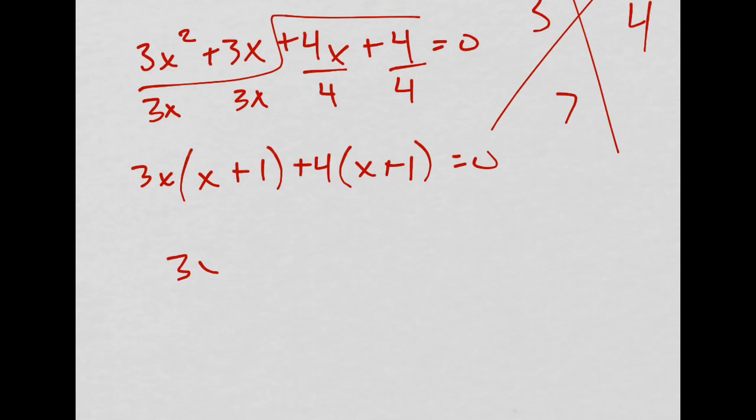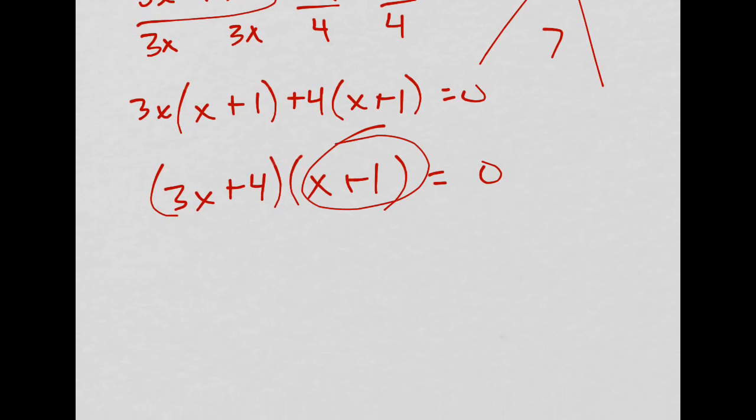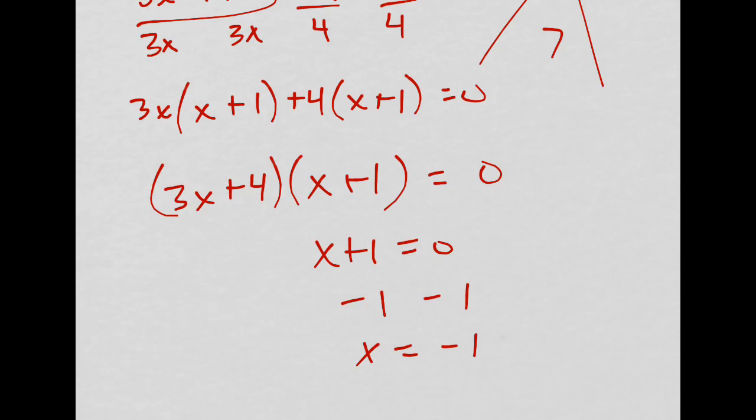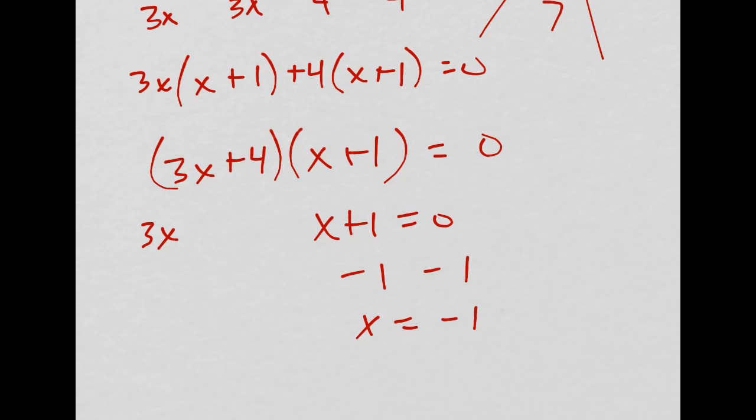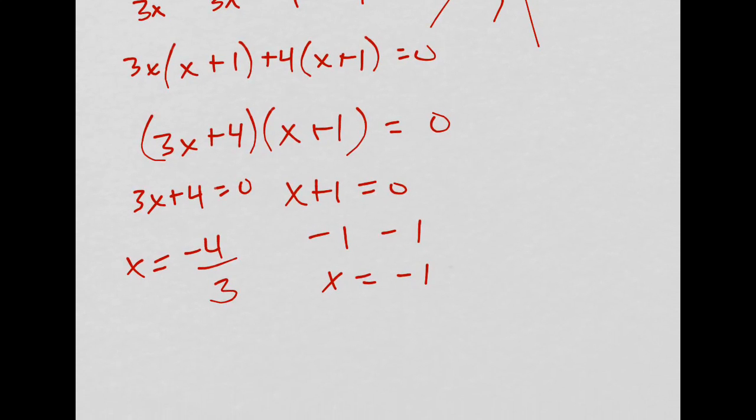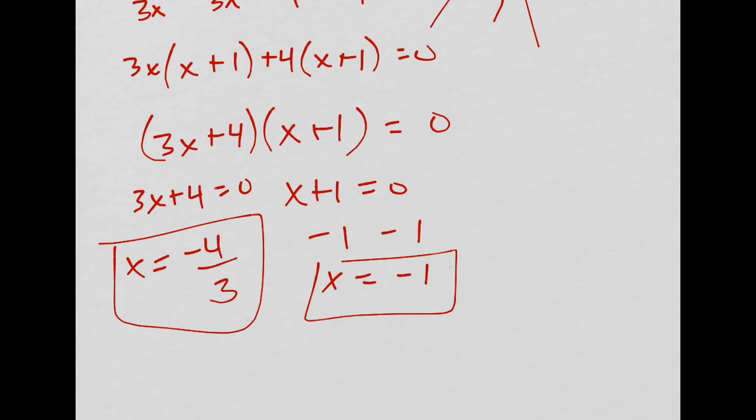So I get 3x plus 4 times x plus 1. And I set each piece equal to 0. If I set x plus 1 equal to 0, I get x equals negative 1. And if I set 3x plus 4 equal to 0, I get x equals negative 4 over 3 if you just move that over and then divide by 3. Questions on that? So my two answers are there.